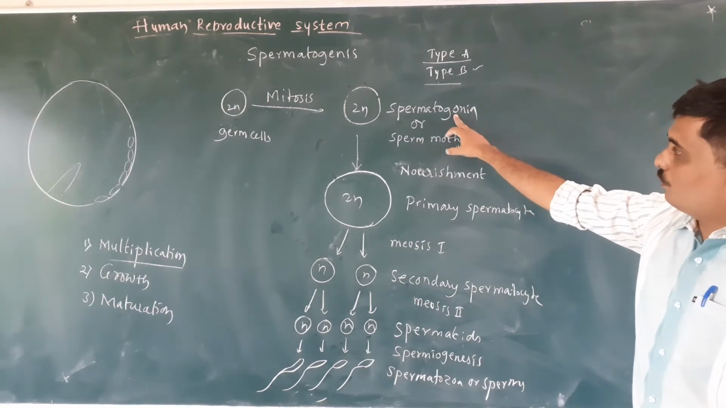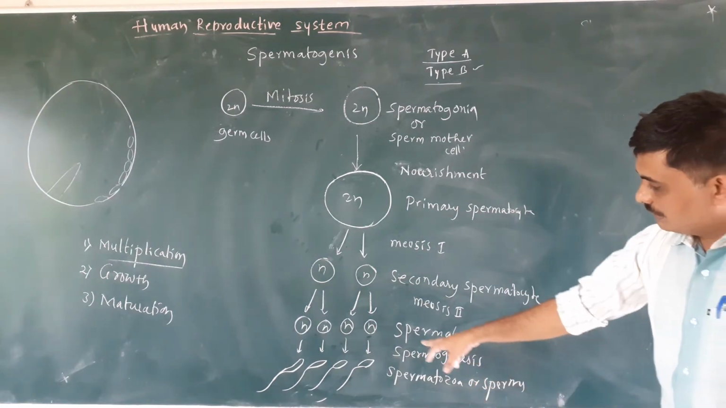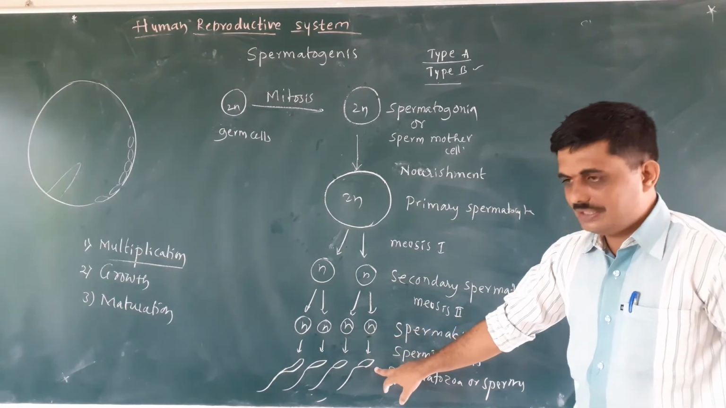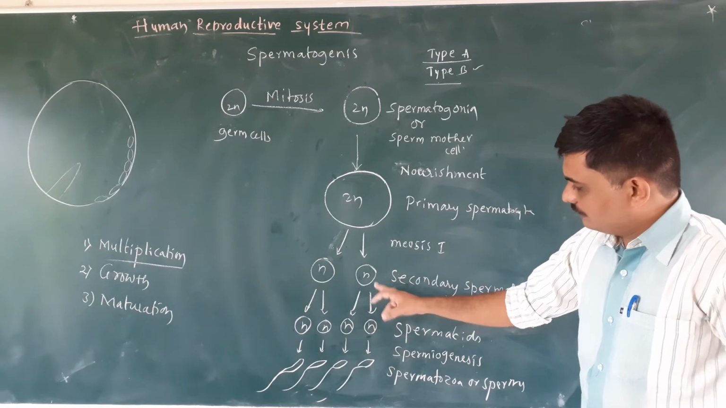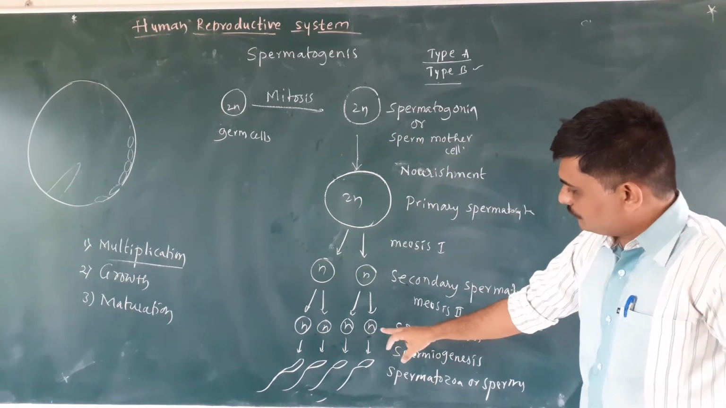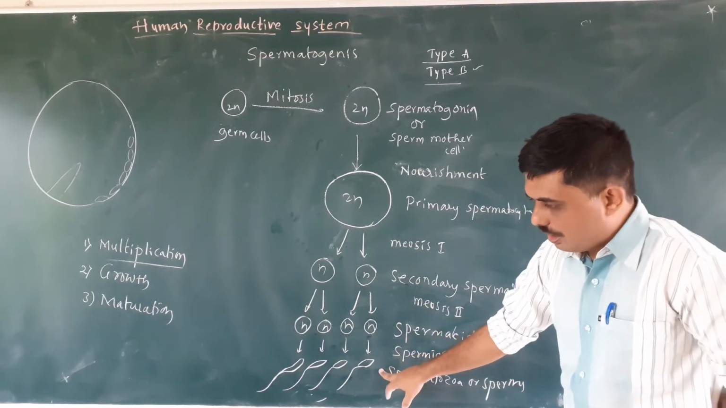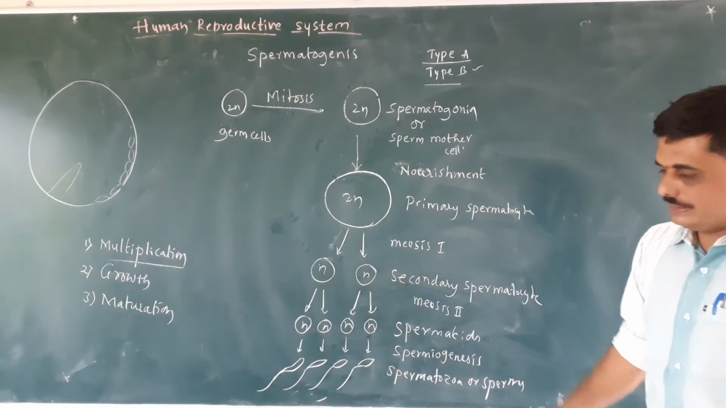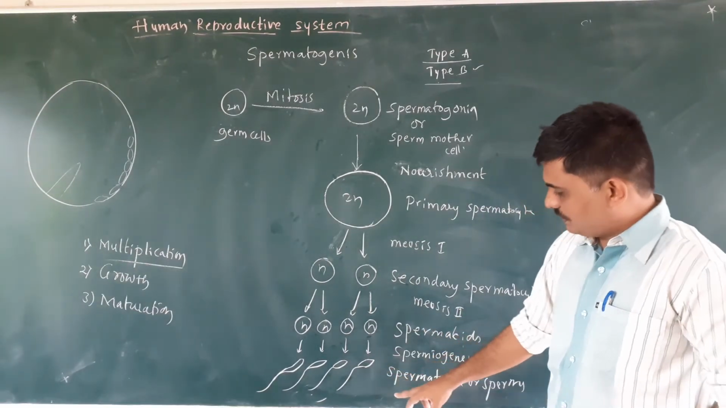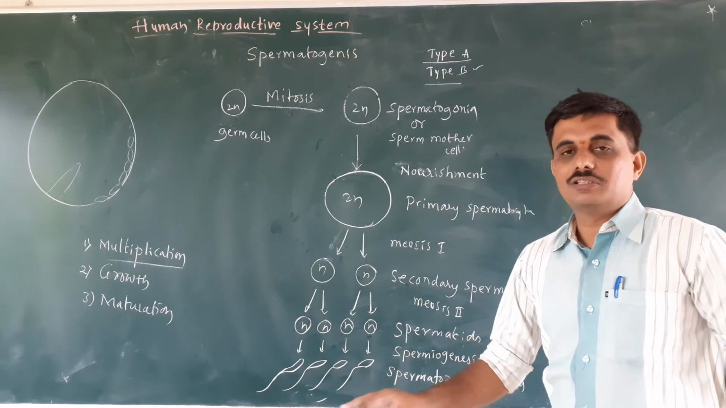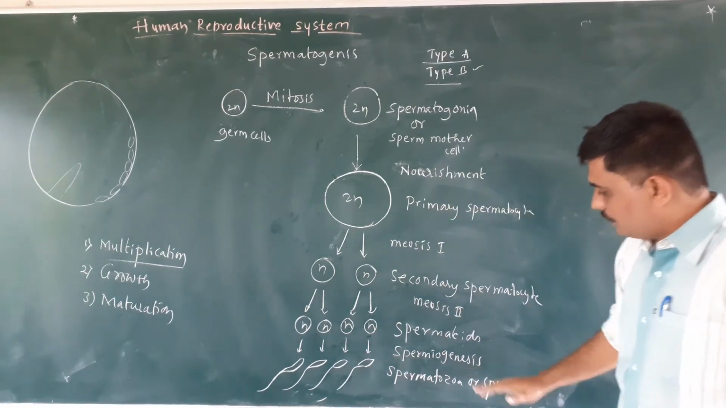In spermatogenesis, one diploid spermatogonium produces four haploid spermatids. In spermiogenesis, one haploid spermatid differentiates to form one haploid spermatozoon. The spermatids produced in spermatogenesis are non-motile, whereas the spermatozoa are motile. In spermatogenesis, there is no loss of any cell organelles, but in the differentiation of spermatid to spermatozoa, the loss of Golgi bodies occurs. This is the difference between spermatogenesis and spermiogenesis.